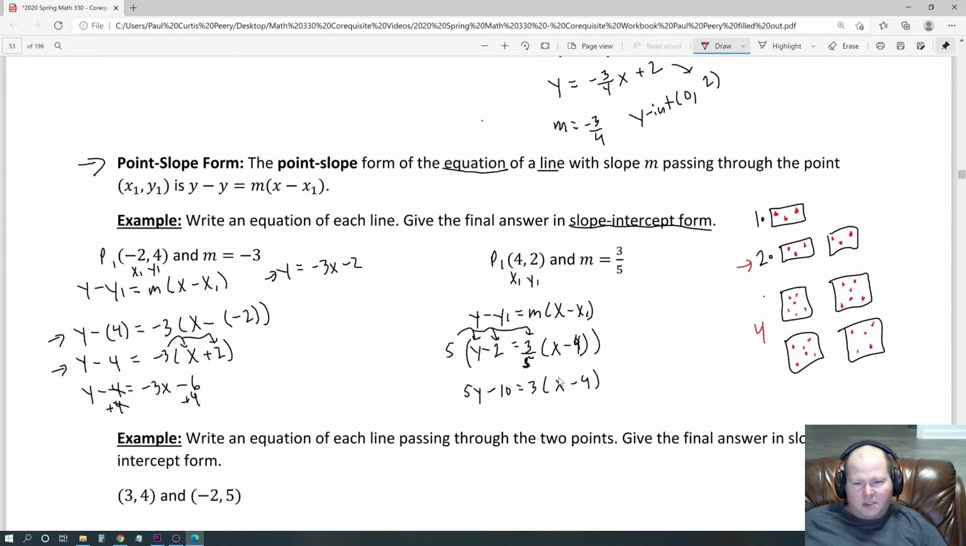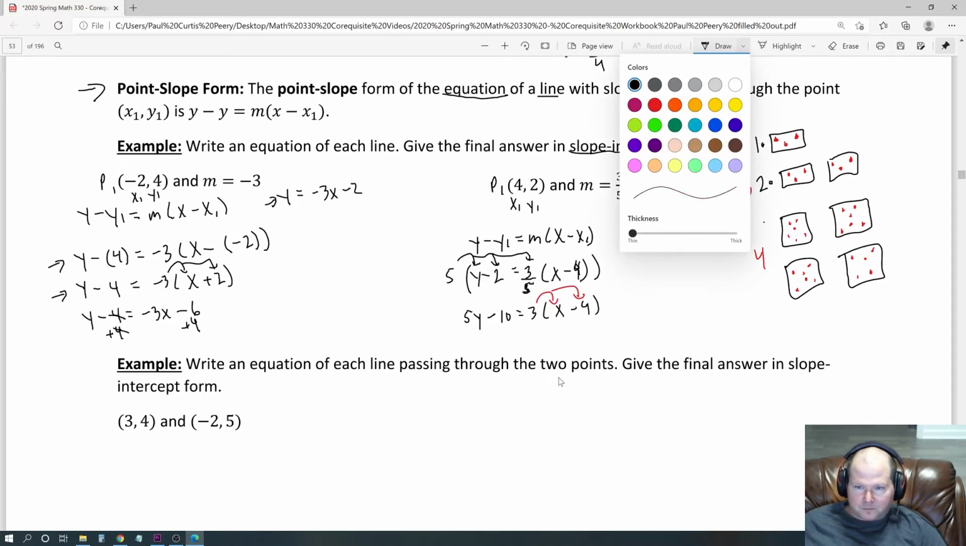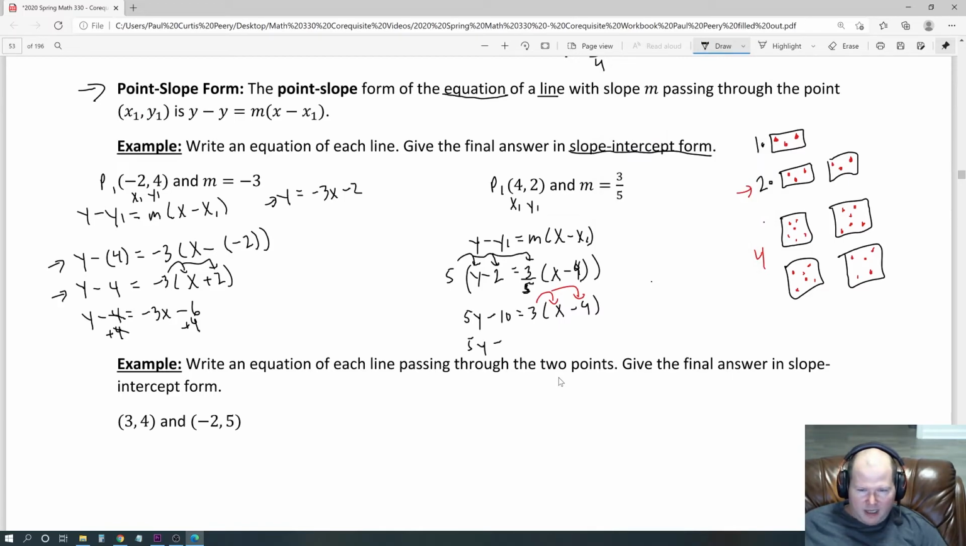Hopefully that makes sense. Okay, so at this point, we're trying to get the 5y by itself because they want us to put it in slope-intercept form. So I'm going to distribute. We say 5y minus 10 is equal to 3 times x, which is 3x, and 3 times negative 4, which is negative 12. Whoops. And then I'm going to get the 5y, the variable term with the y right there by itself, by adding 10. Whatever I do to one side, I do to the other. And that gives me 5y is equal to 3x minus 2.